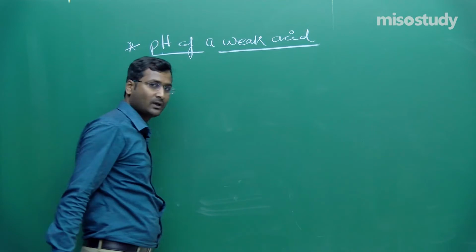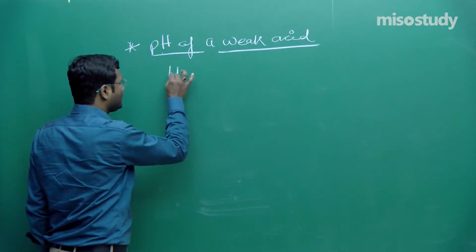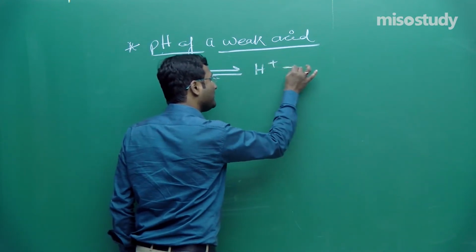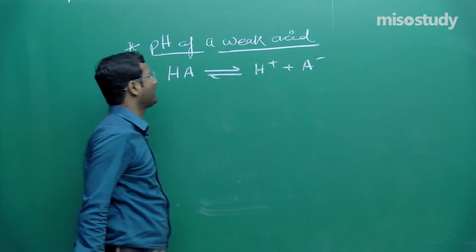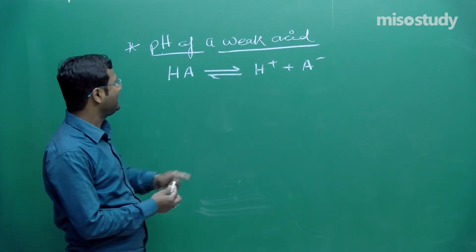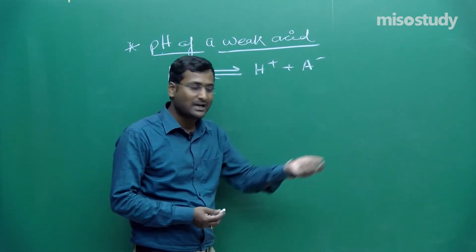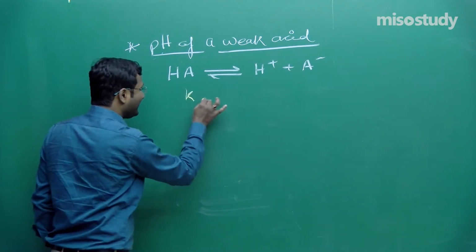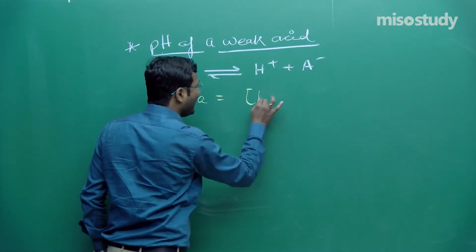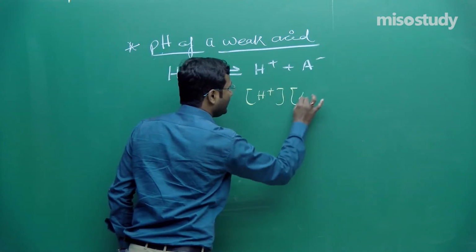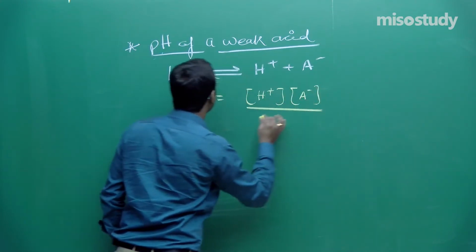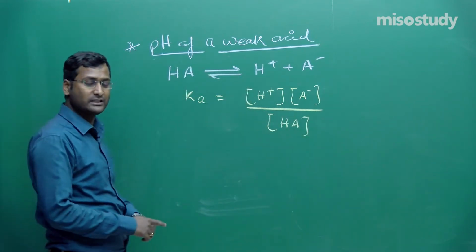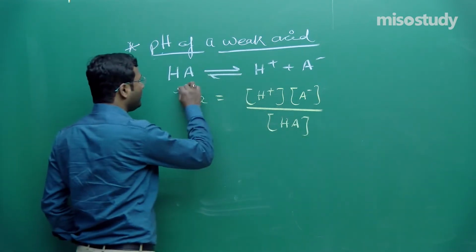The pH of a weak acid is very simple. Take an acid HA. After dissociation, it gives H plus and A minus ion. Are you getting the point? Now, as we know, Ka is equal to H plus concentration into A minus concentration upon HA. Are you getting my point? This is the situation if I write the equilibrium constant.